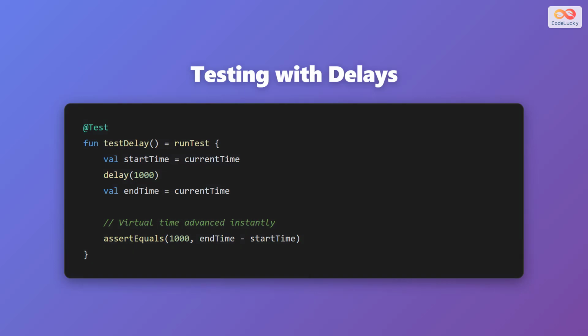Here's a practical example of testing code with delays. Inside runTest, we capture the start time using currentTime, then call delay with 1,000 milliseconds and capture the end time. Even though we specified a 1-second delay, the test completes instantly because runTest uses virtual time. The assertion confirms that exactly 1,000 milliseconds of virtual time passed, even though no real time elapsed. This demonstrates how virtual time makes tests both fast and deterministic.